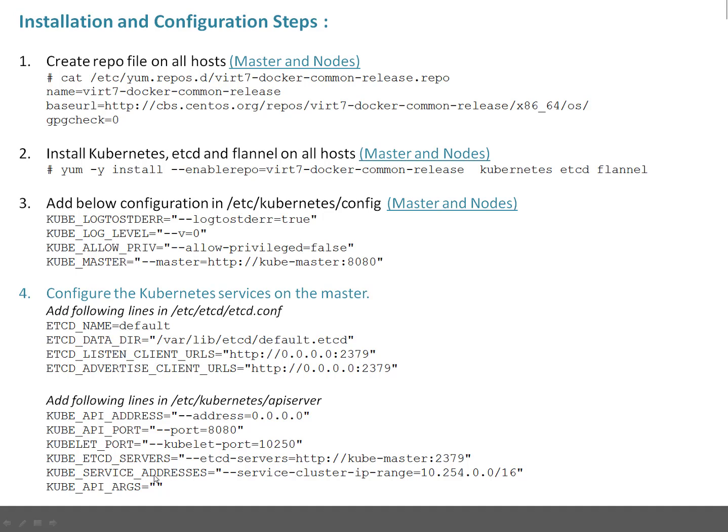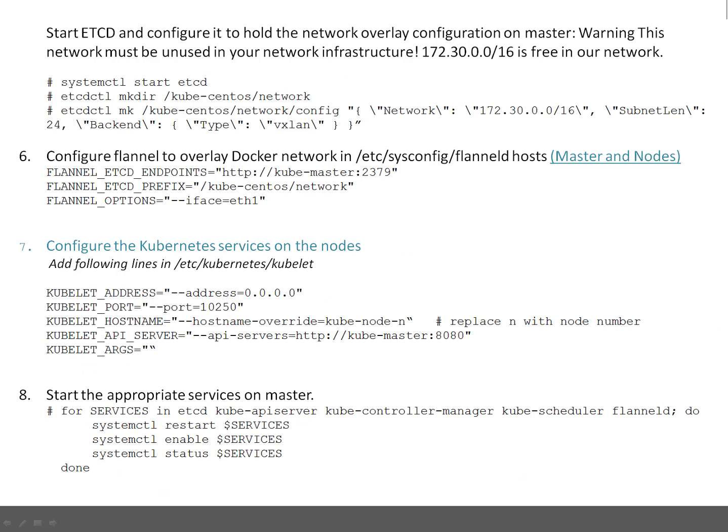Then I'm saying what the kube service address range is. It is basically the service cluster range. That's the default one, 10.254.0.0/16. If you want to specify any extra args, here I'm not specifying, so it is just empty quotes. After that we are going to start the etcd service and configure a network for Docker, or you can say container.